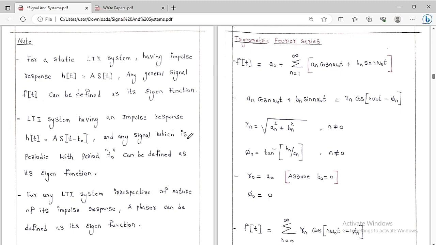If you give some input, the output should be a scalar multiple of that input. Then only we can say that the input is called an eigenfunction for that system. So here we can say f of t is the eigenfunction because it satisfies that property. Now the next statement: an LTI system having an impulse response h of t equal to A delta of t minus t naught, and any signal which is periodic with a period t naught can be defined as its eigenfunction.